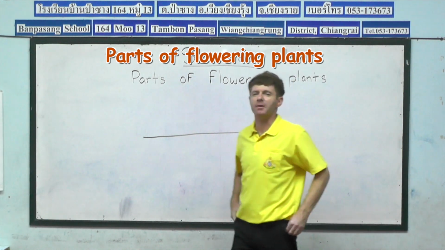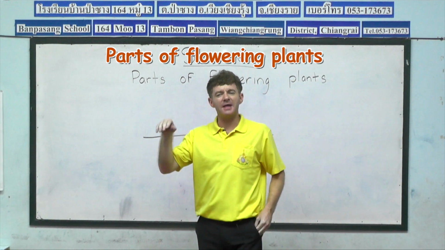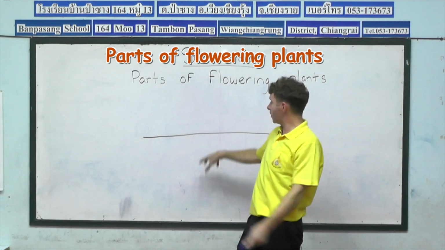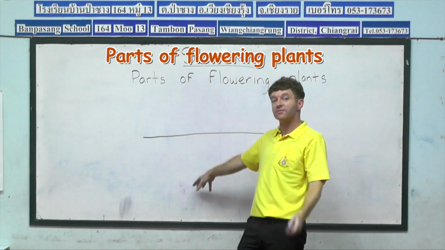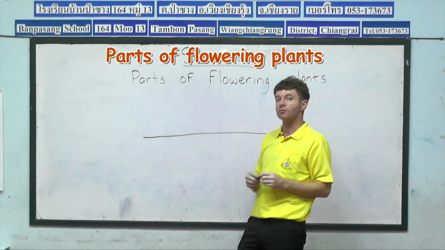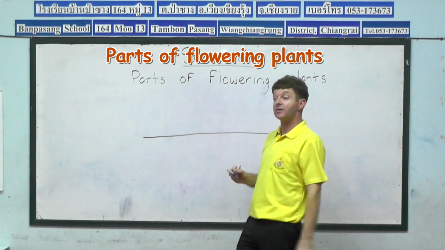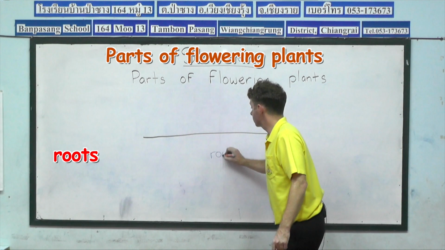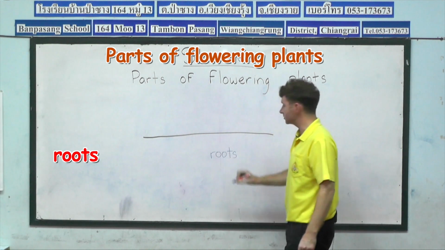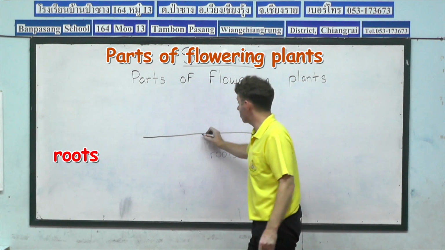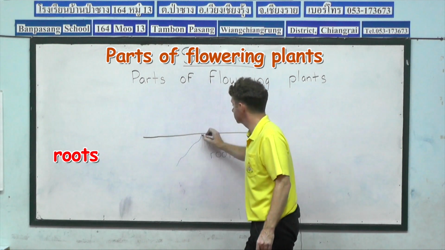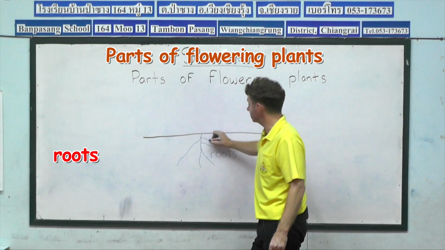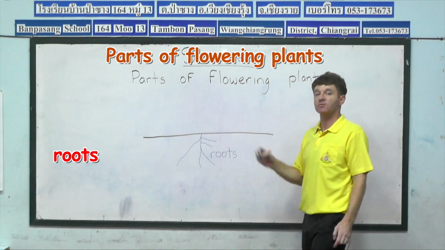Now, who can remember? What's the part of the plant that we never see? Excellent. The part of the plant that is underground but keeps the plant anchored to the soil. Roots. How do we spell roots? R-O-O-T-S. Excellent. Roots. That's a great start. So our roots can look something like this. They will be underground and they're long strands that will keep the plant anchored into the soil.